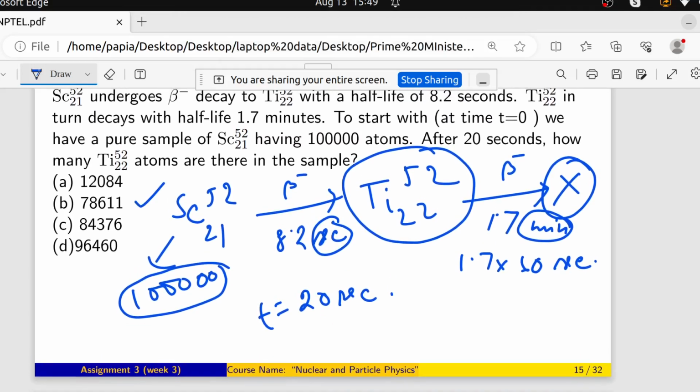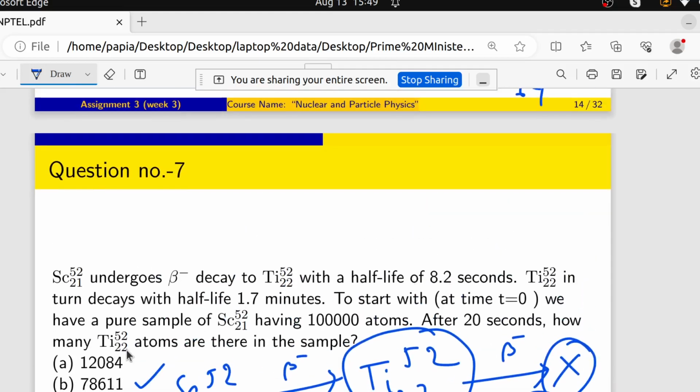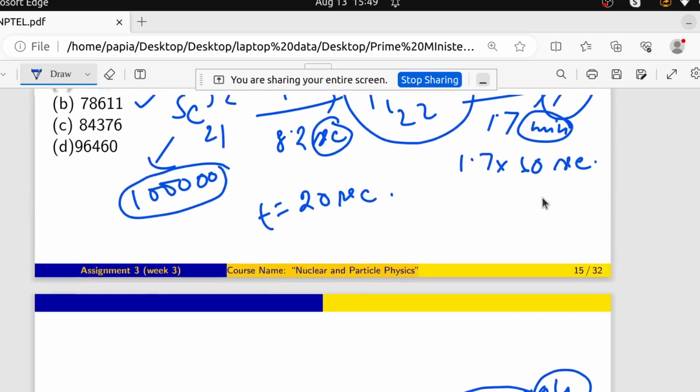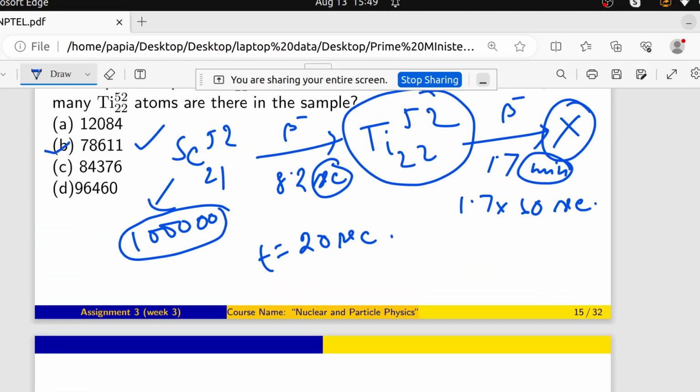Actually, why is this not coming exactly as whatever the answers were there? Because it is an approximate expression. See here you can see 0.006794. Let's say we take that value as 0.0067 up to this portion, and we are not taking the rest. Then the answer will change a little bit, but approximately it is 74870. That means the exact value is like 78611.